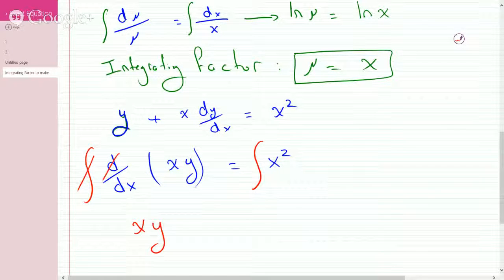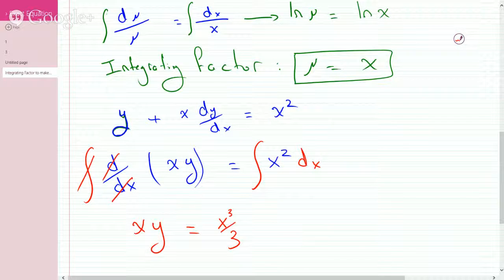Equals integral of x squared is x cubed over 3. Oh, by the way, this dx can go and sit here now, right? So you get integral of x squared is x cubed over 3. Right?